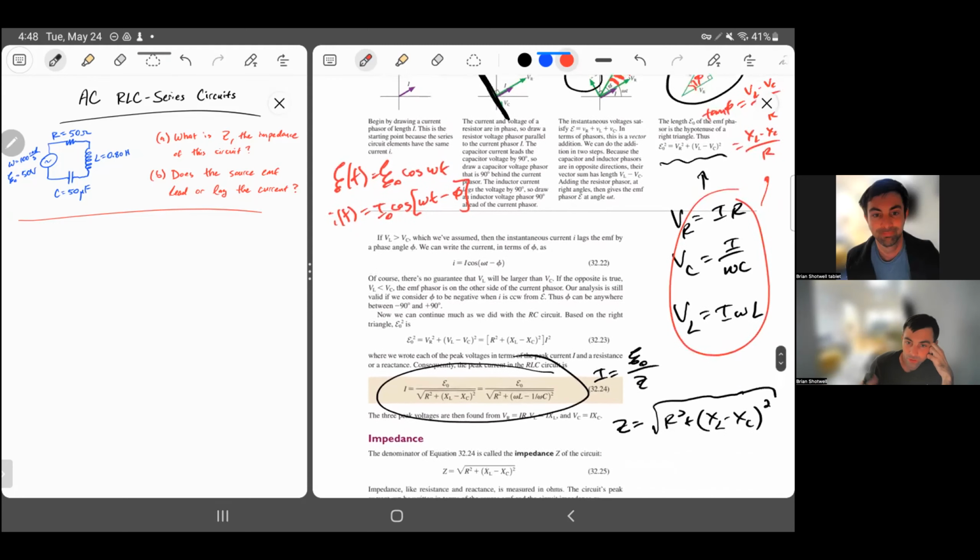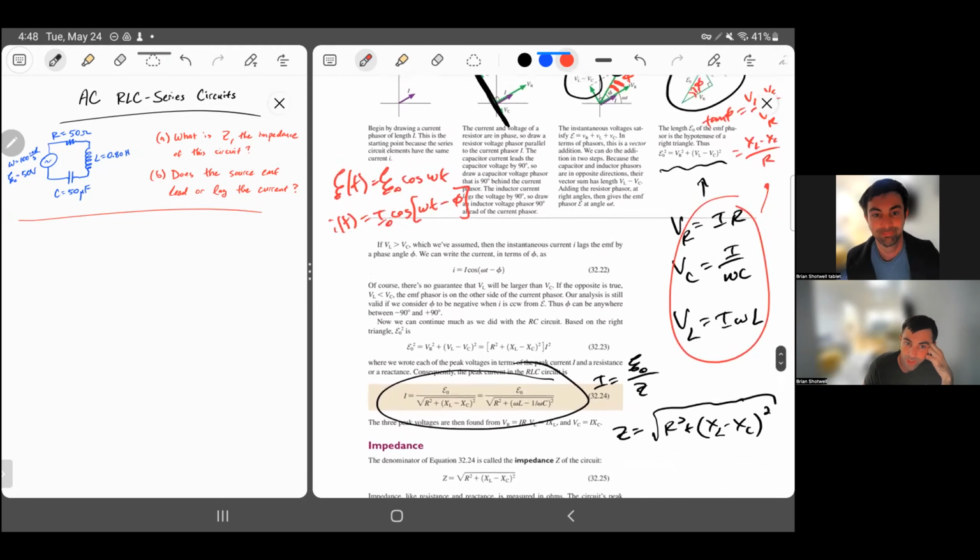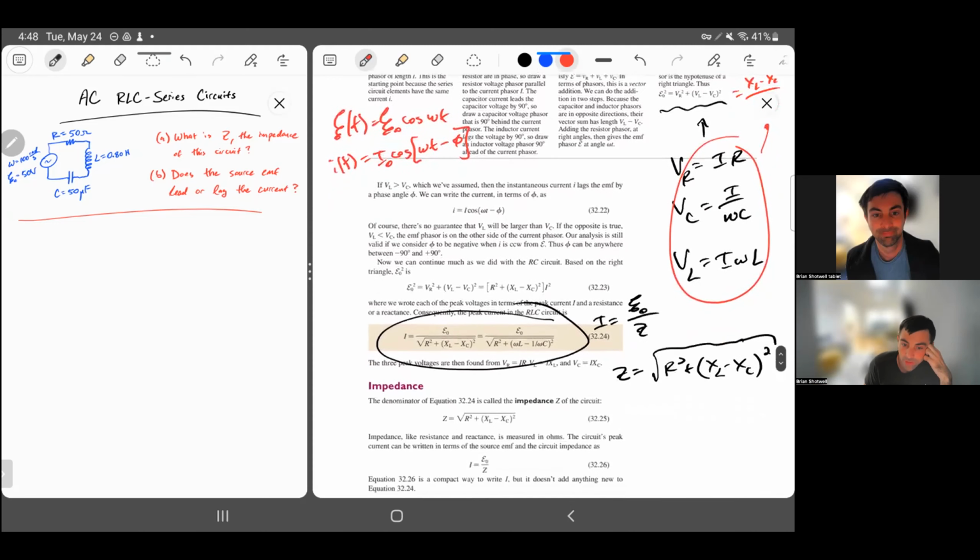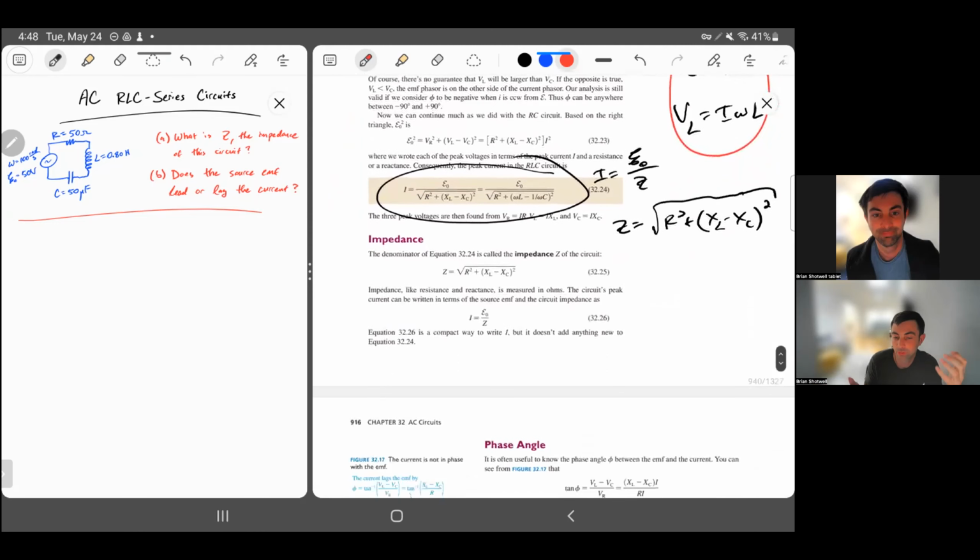Okay, so the phase angle tells you how much the source is ahead of the current, and the impedance gives you this overall effective resistance that will relate the source voltage to the total current going on in the circuit. So the bigger the impedance, the more effective resistance there is.